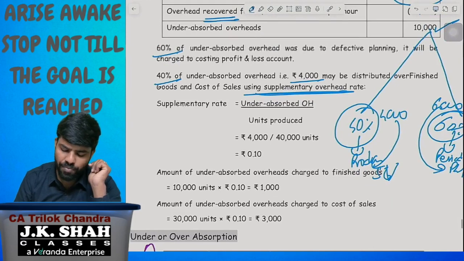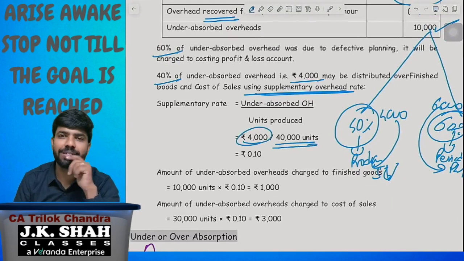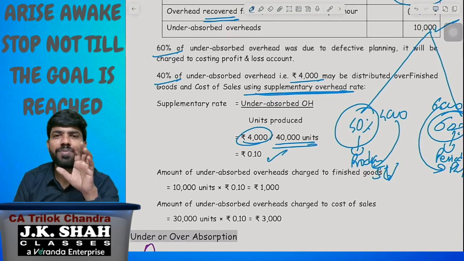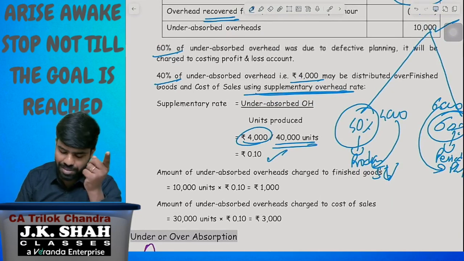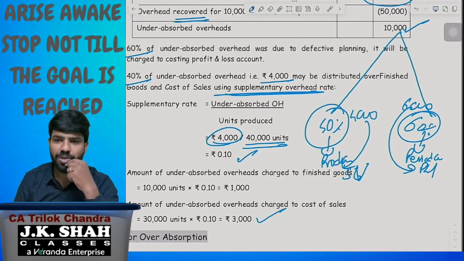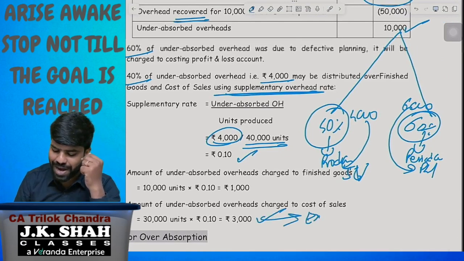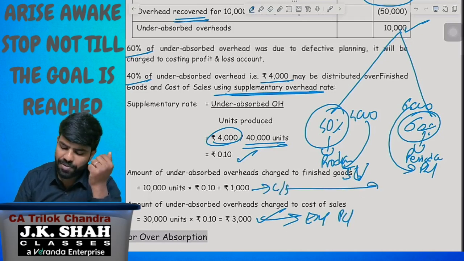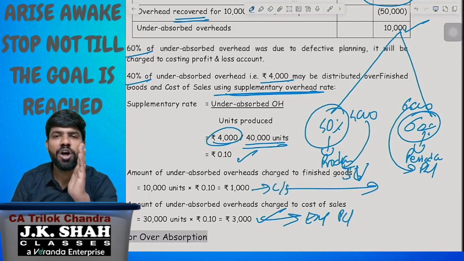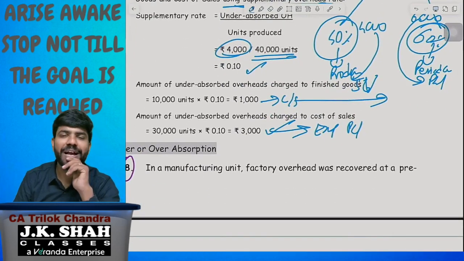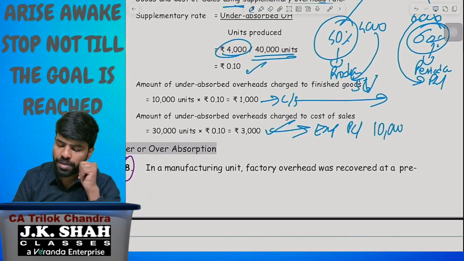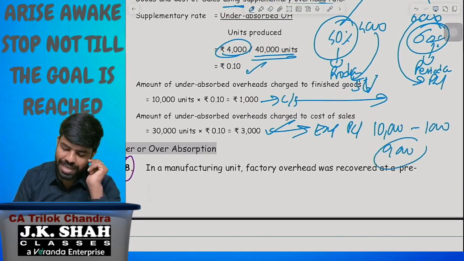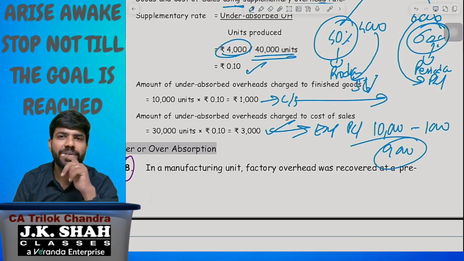How to calculate the supplementary rate? 4,000 divided by 40,000 units, since total production is 40,000. Per unit it is 0.1. Out of that, goods sold is 30,000. 30,000 into 0.1 is 3,000. This will be expired, meaning charged to the P&L. The remaining will be added to closing stock and carried forward to the next period. So the impact on profit: total under-absorbed amount is 10,000 minus unexpired cost of 1,000. So the impact on profit is 9,000. That is the answer for this question.